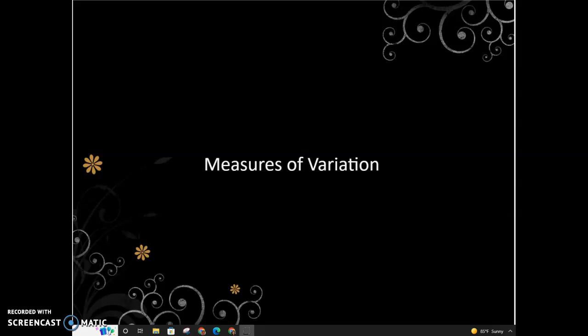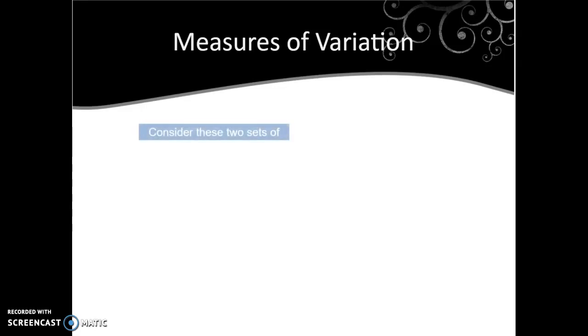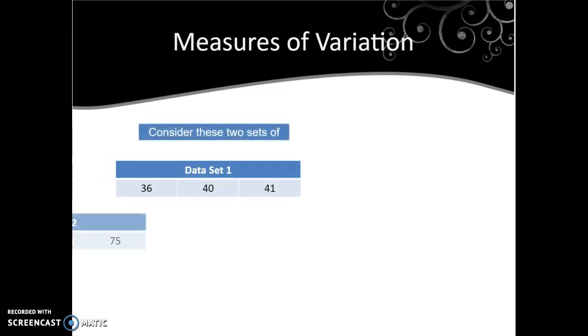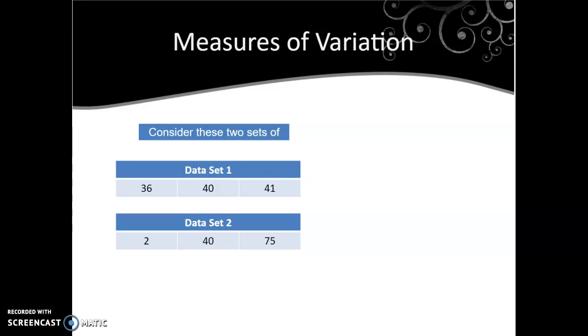Here, let's look at the measures of variation for types of data. In other words, how much does our data vary from one another? Consider two sets of data, dataset 1 and dataset 2, where dataset 1 is just given by 36, 40, and 41. Let's say these represent ages of 3 random people at Starbucks. So 36 years old, 40, and 41 years old. Very, very close together in age are these 3 people in dataset 1.